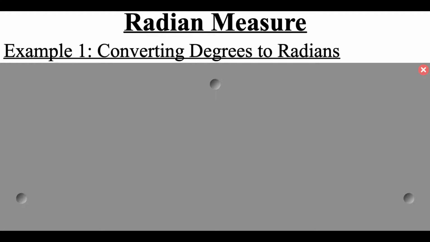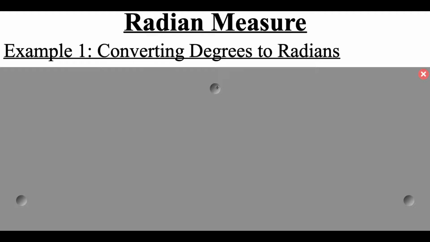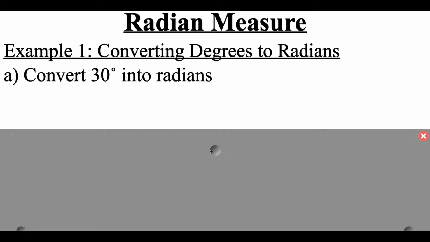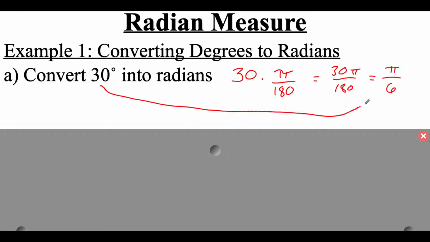So in this first example, we're going to look at doing a few conversions from degrees into radians. And these are all going to be important angles that we need to be comfortable working with. So in part A here, we're going to convert 30 degrees into radians. So if we want to convert a degree angle into radians, we're supposed to multiply by pi over 180. Well, if we multiply those together, we're going to get 30 pi over 180, but we want to look at reducing down that 30 over 180, and that's going to reduce down to being pi over 6. So that means that 30 degrees in radians is pi over 6.